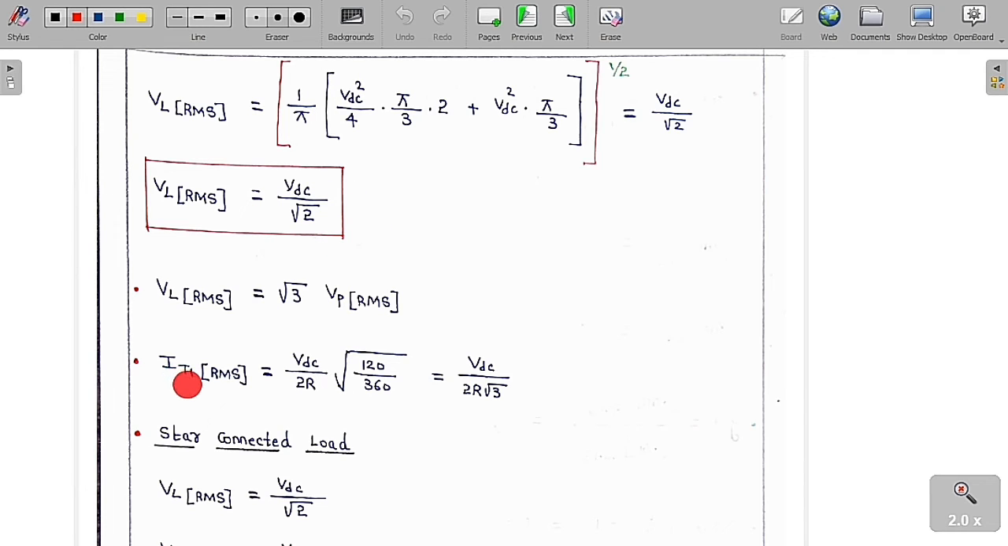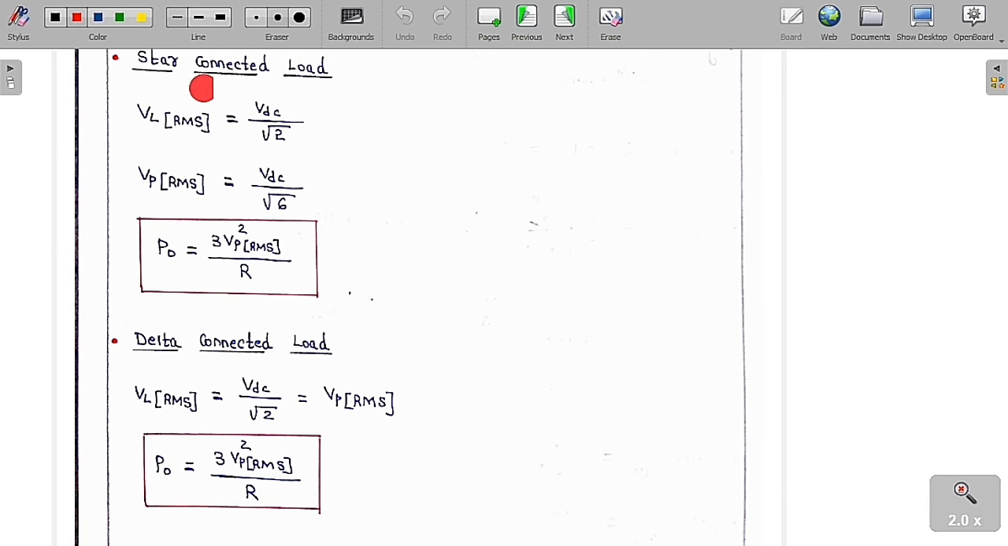If you want to find the RMS value of the thyristor current, you can see clearly from the graph, VDC by 2R under root of 120 degree by 360 degree. If you solve this, we are going to get VDC by 2R into root 3. This is the thyristor current RMS value. I already told you, for star connected load, the line voltage RMS value is equal to VDC by root 2, and the phase voltage RMS value is VDC by root 3.